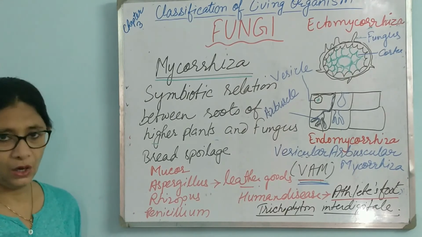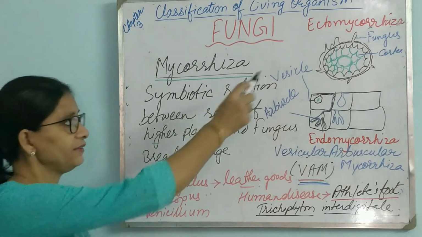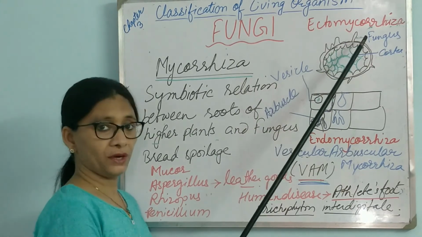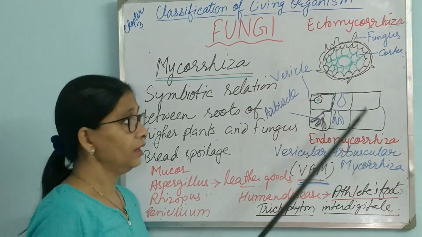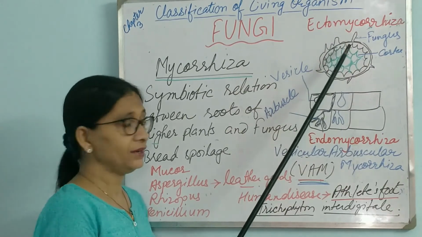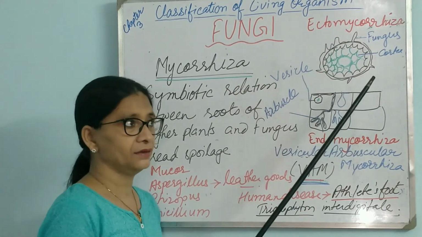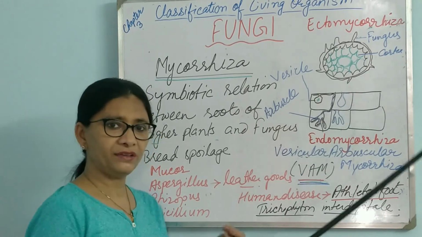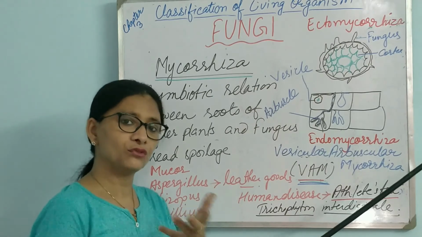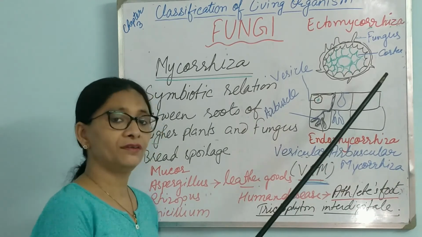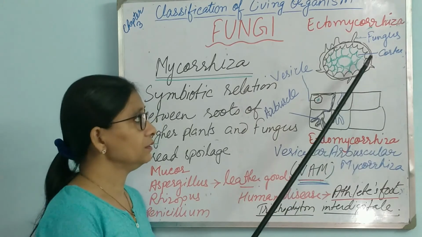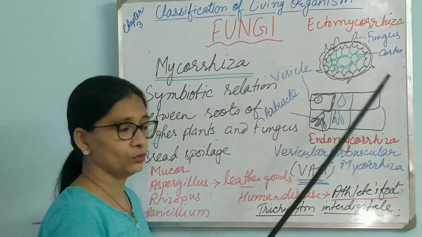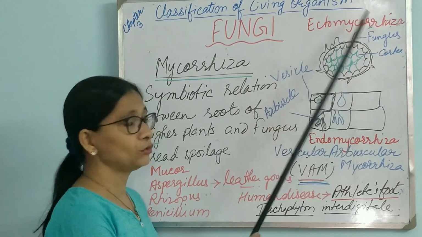Now let us just see how they function. Mycorrhiza is of two types. One is ectomycorrhiza and the other is endomycorrhiza. Ectomycorrhiza, as the name suggests, stays outside the plant. It forms a covering around the root, like root hairs. These are very thread-like structures. They function as root hair for the plant, and they increase the absorptive area. This is the fungus. It looks like root hair, and this is the cortex. So it remains outside only. This is known as ectomycorrhiza.